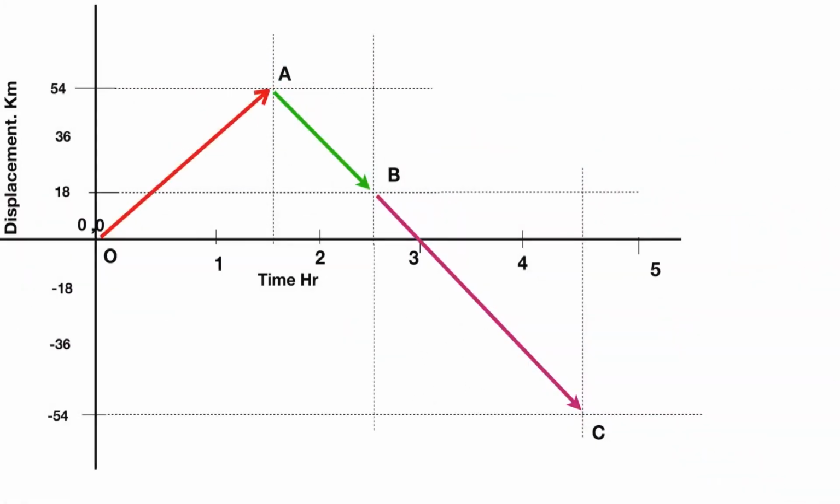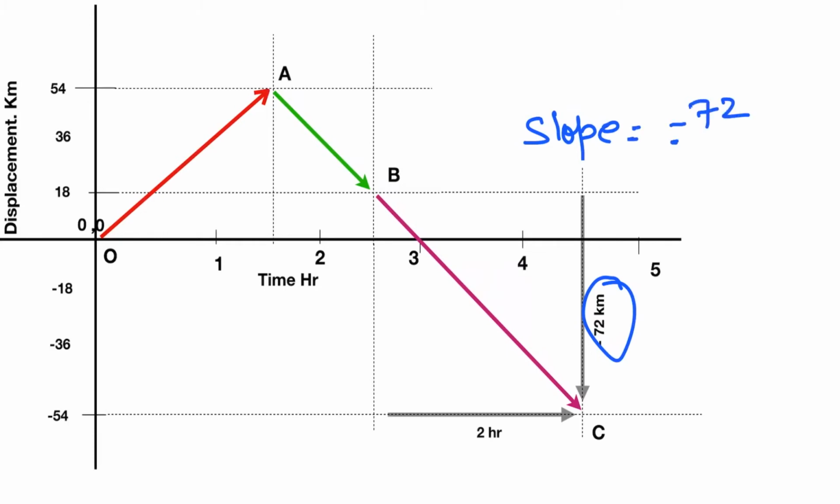Okay. Now the slope of this line, or slope of this BC travel, is again given by rise upon run. Here rise is minus 72 km. Minus because it's a negative direction and distance covered is 72 km. And run is 2 hours on the x-axis. So the slope of this line is basically minus 72 by 2, which is minus 36 km per hour.